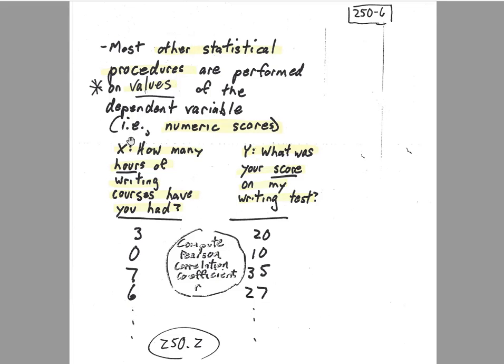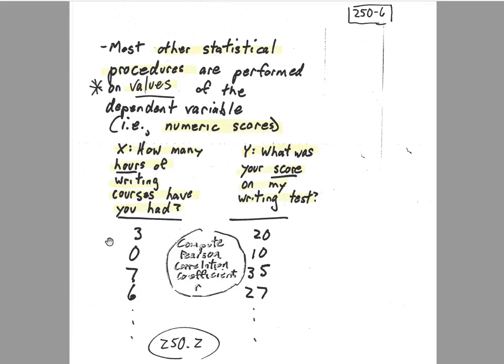One of the instruments is going to be a survey, in which I asked them questions like, how many hours of writing courses have you had at this university? I asked that, and they tell me how many hours of writing courses they've had. Separately, I asked, what was your score on the writing test that I administered? And this could be scores that range, let's say, from 0 to 50, higher scores meaning better performance.